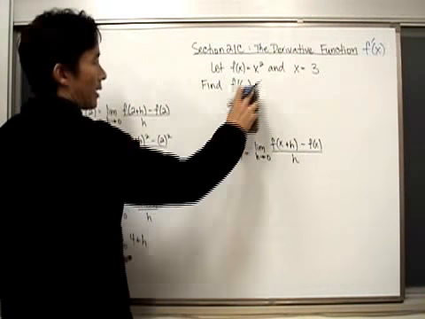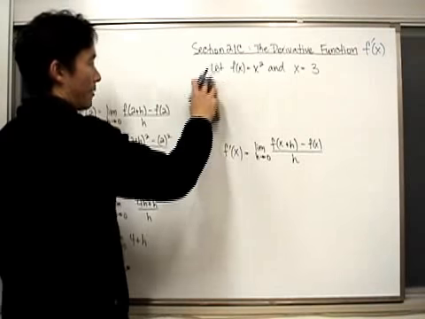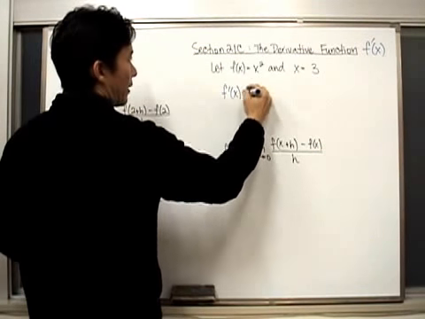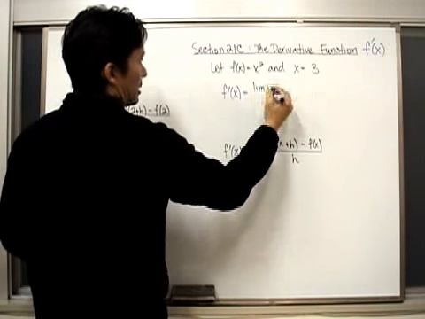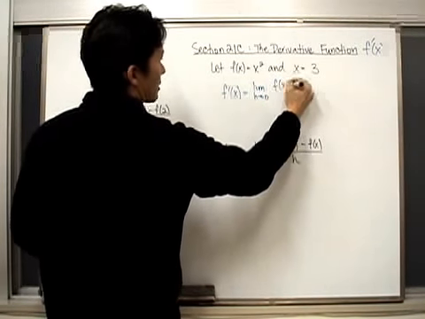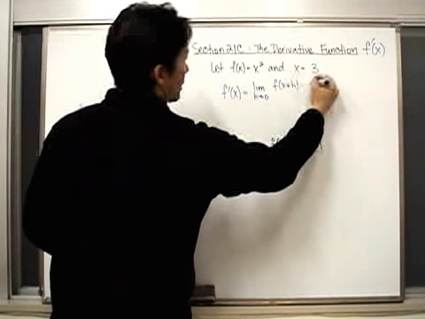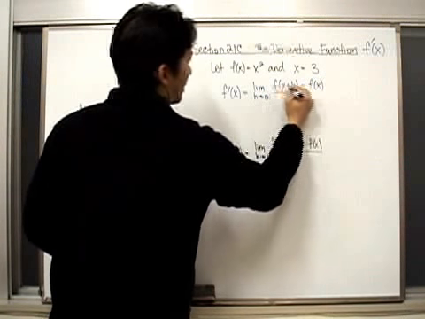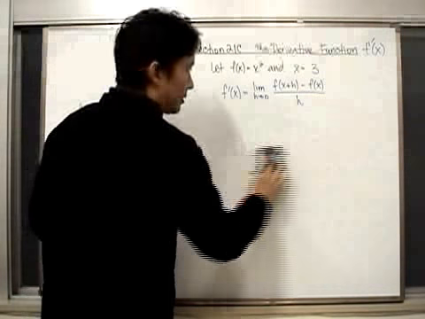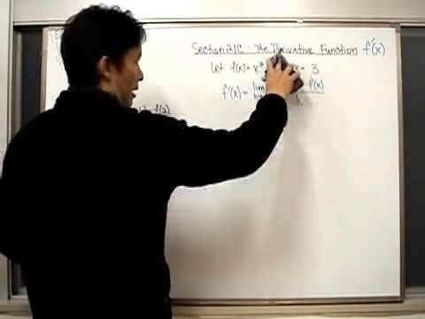So, in order to find f prime of x, or the derivative function of f of x, all I need to do is take the limit as h approaches 0 of f of x plus h minus f of x, divided by h. Okay, so let's go ahead and do this for this particular function here.